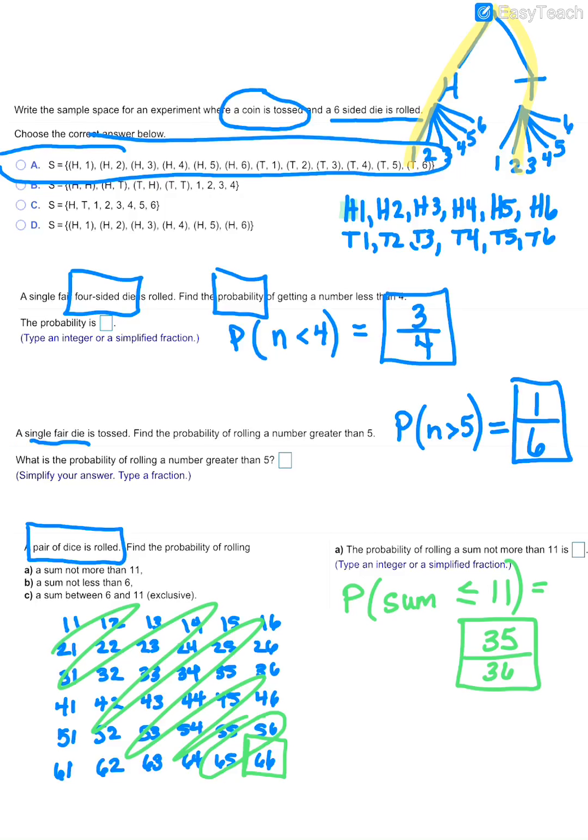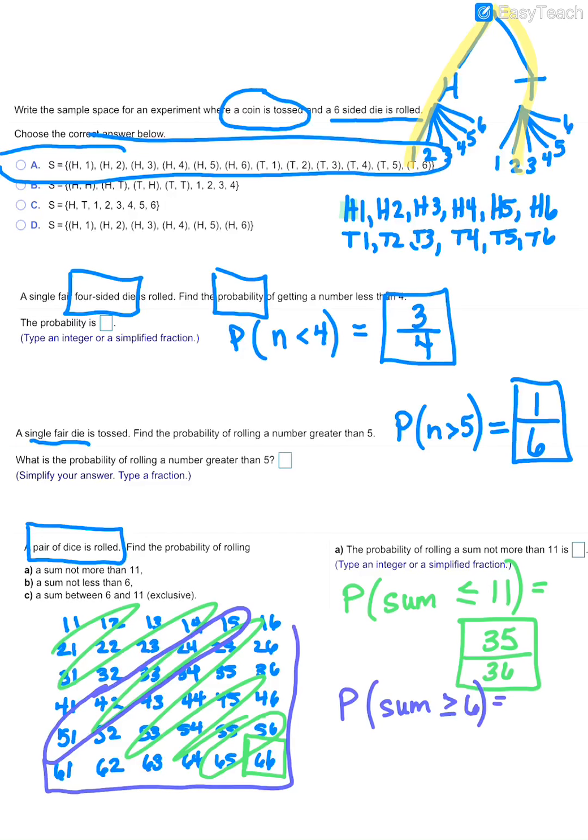The second part of this question asks me for the probability of a sum that is not less than 6. So if I want to be not less than 6, then that means I want to be greater than or equal to 6. And so if I go into my table, notice these are my sums of 6 along this particular diagonal here. And so if I want sums greater than or equal to 6, I'm looking at all of those sums that I've outlined in purple.